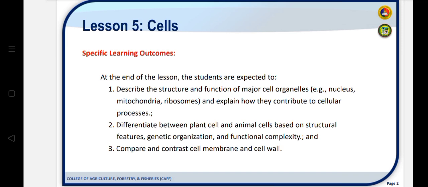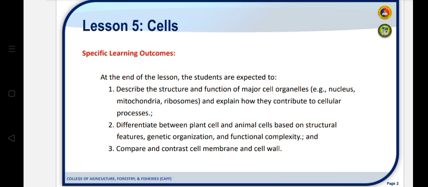Today, we will talk about cells. We all know that cells are the basic building blocks of life. Everything alive, from the smallest bacteria to the tallest tree, is made up of cells. In other words, cells are like the tiny pieces that make up all living things. Without cells, there is no life.